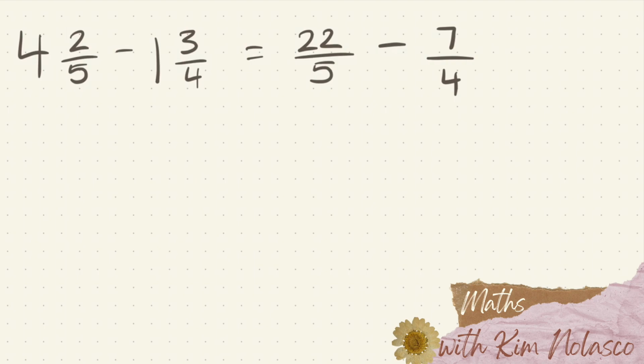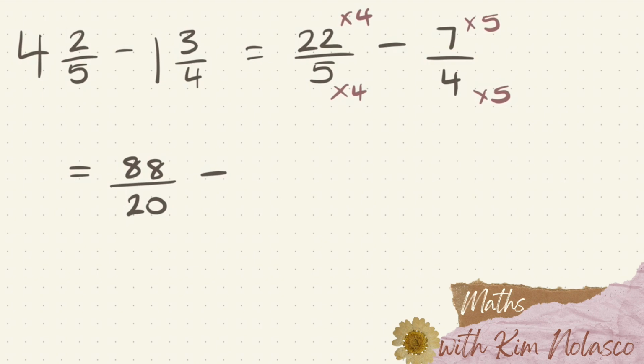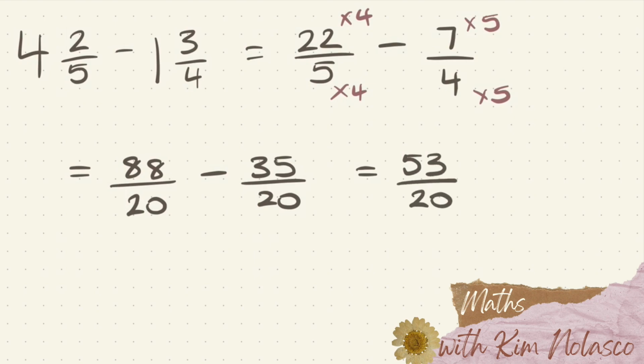Now we need to make the denominators the same. So I'm going to multiply this fraction by 4 and this fraction by 5. Now 22 times 4 is 88, 5 times 4 is 20, 7 times 5 is 35, 4 times 5 is 20. Now working this out, 88 take away 35 is 53 over 20.